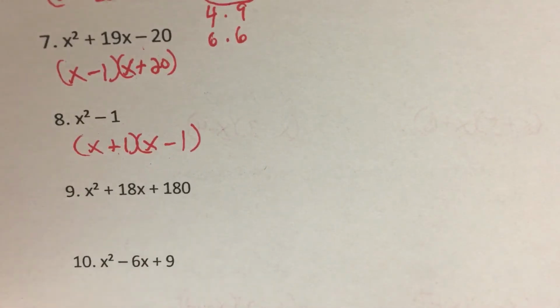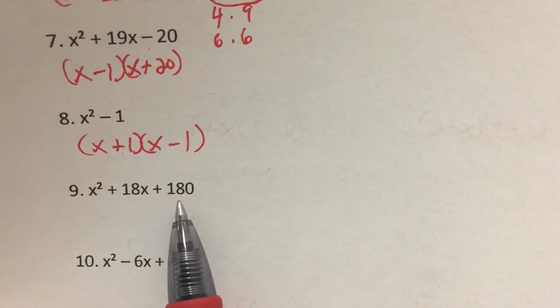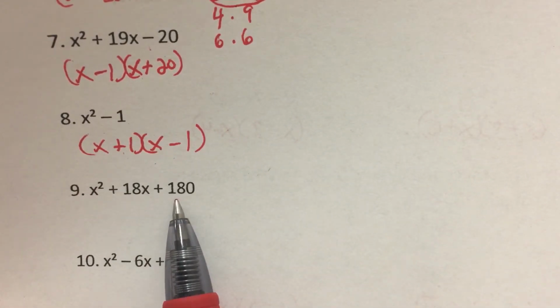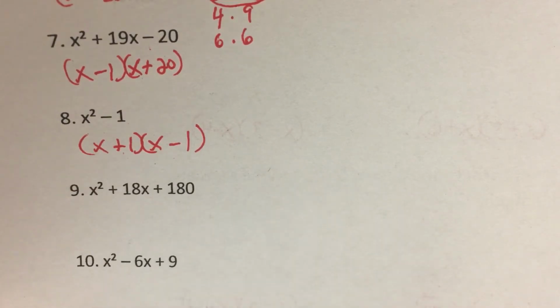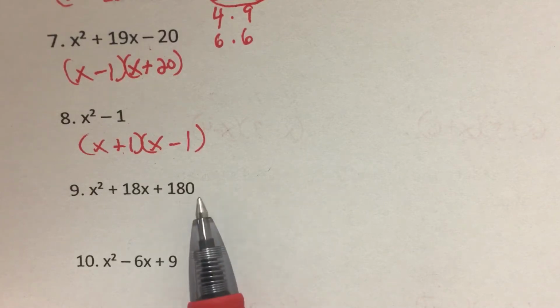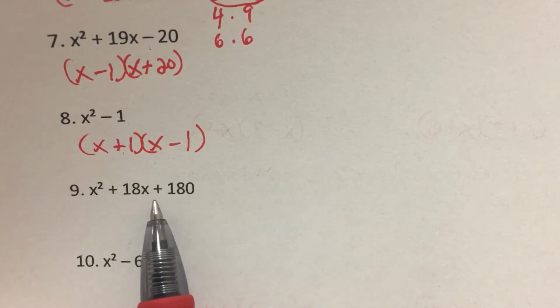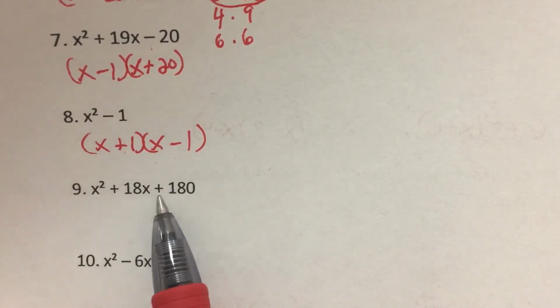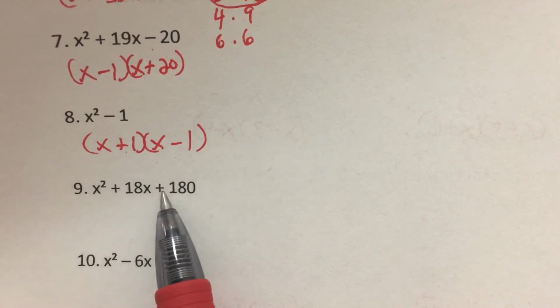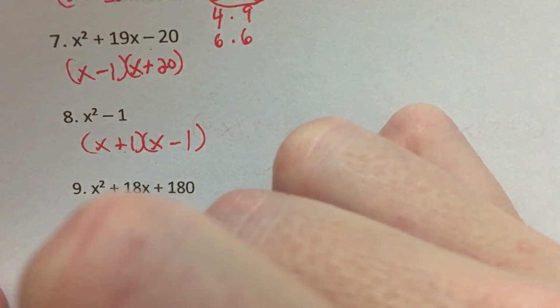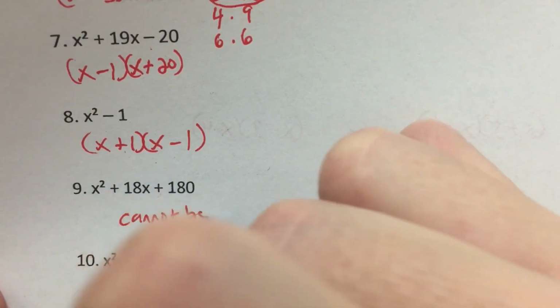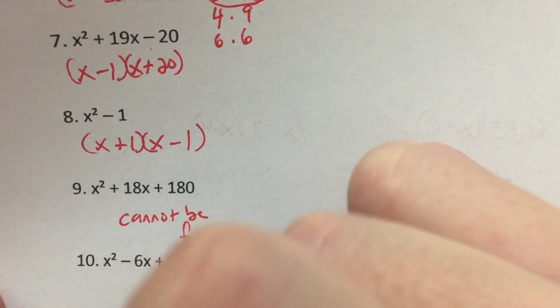I'll go ahead and spoil number 9 for you if you've not actually tried it yet. 180 actually has a lot of factors. There's a bunch you could list here. 1 and 180, 2 and 90, 3 and 60. There's a bunch of them. But you'll discover after you've listed all of them that none of them are going to do what you need them to do. The back sign is a plus, needs to add up to make 18, and none of the factors of 180 add up to make 18. So this one cannot be factored.